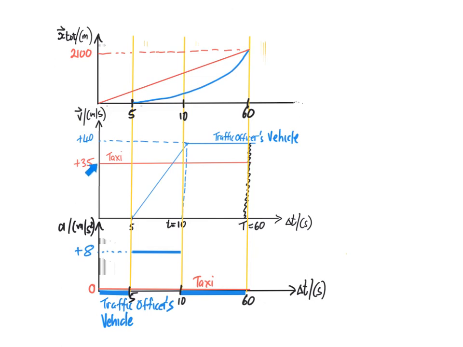Now, let's look at the position time graph. The taxi travels at 35 meters per second for the 60 seconds. So the position time graph should be a straight line, because the velocity is the gradient of the position time graph, and a constant gradient means a straight line. Remember, y equals mx plus c; the m is a constant for a straight line. Now, what about the traffic officer? Well, the traffic officer's vehicle starts at 0 meters per second, and then he accelerates for 5 seconds.